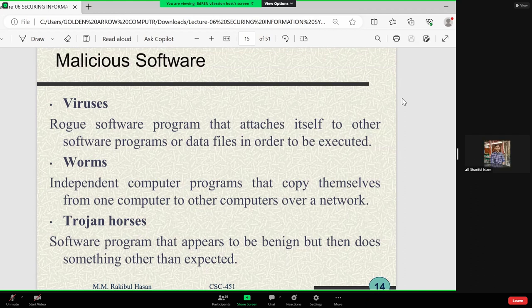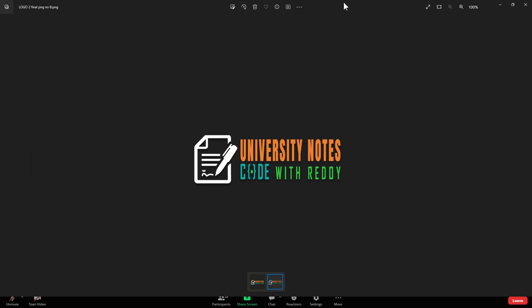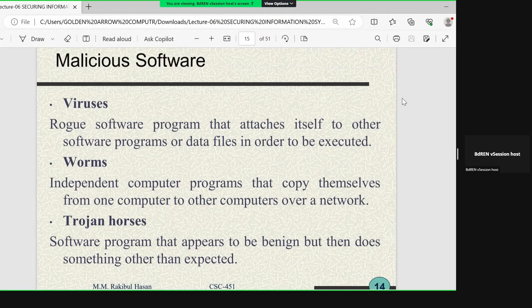Second one, viruses cannot activate themselves. They need human interaction to perform their harmful activity. If any file is infected by the virus, that virus will not be activated until you open that infected file. But once you open the infected file, at that time, the virus starts its harmful activity. That means without human interaction, a virus cannot perform its harmful activity.